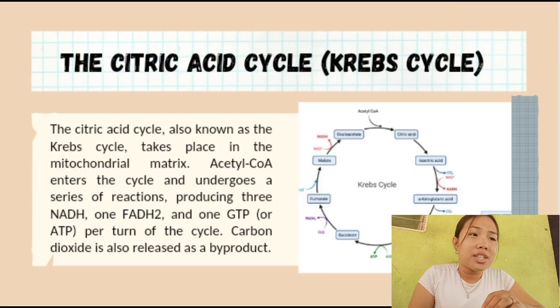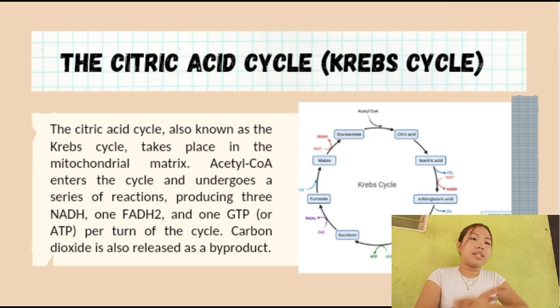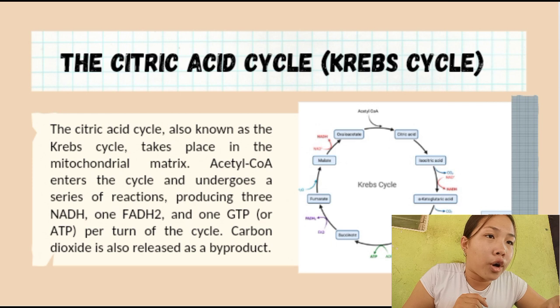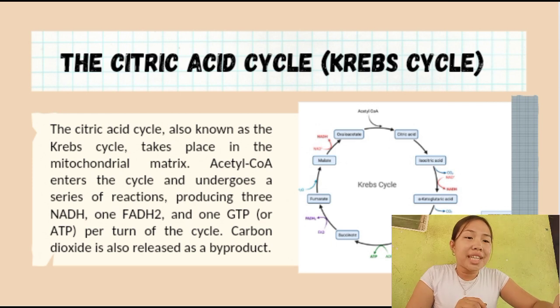So the citric acid cycle, also known as the Krebs cycle, takes place in the mitochondrial matrix. Acetyl coenzyme A enters the cycle and undergoes a series of reactions producing 3 NADH, 1 FADH2, and 1 GTP or ATP per turn of the cycle. So this is the cycle of the citric acid or Krebs cycle. Carbon dioxide is also released as a byproduct.